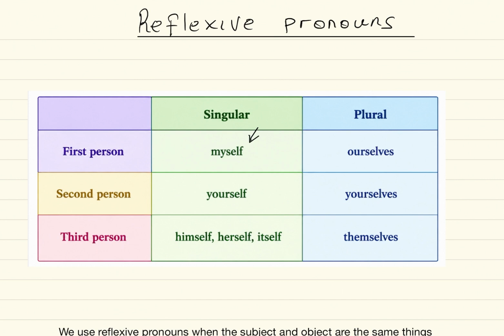So you could say, I spoke to myself. And if you're using the plural form of first person, we would use, we spoke to ourselves.